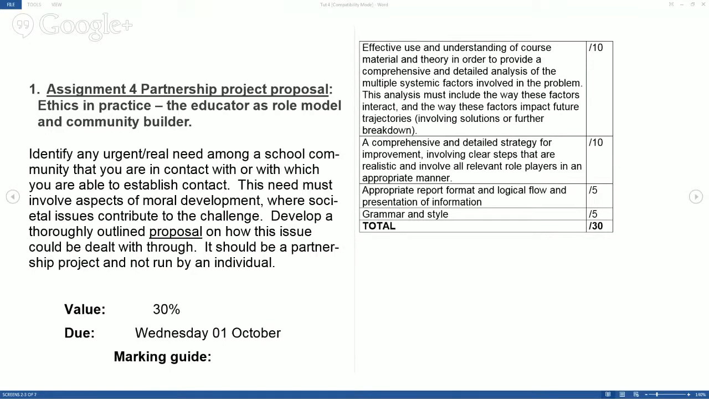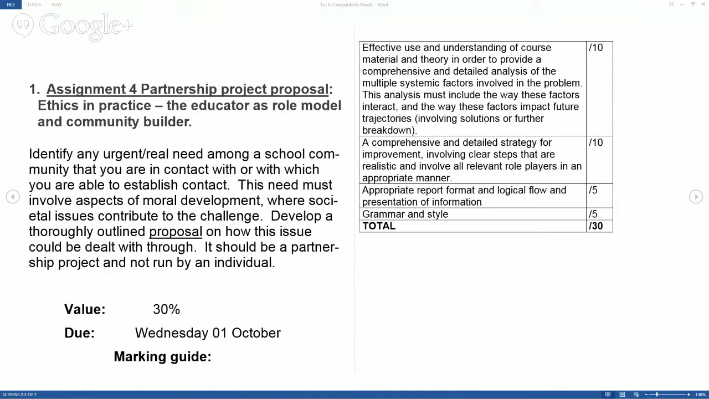If you have any more comments, do comment. I'll comment on that. Just the next point here is that it's a comprehensive and detailed strategy. So in the first 10 marks, it's looking at all the factors that are involved. And in the second 10 marks, it's your actual strategy for improvements and the clarity of the steps. And it's very important to consider all the relevant role players. That comes from the analysis in the first section. If you do a comprehensive analysis of all the contexts and role players, then your solution must affect all the role players. Let's take an example.